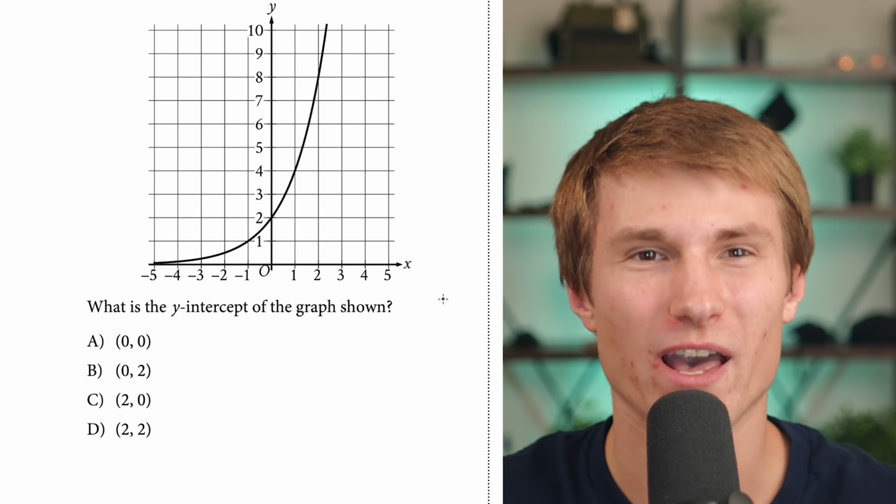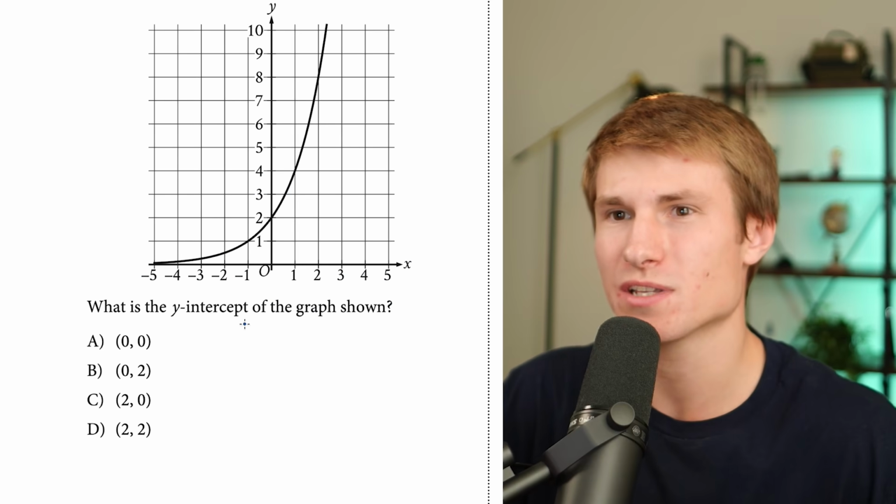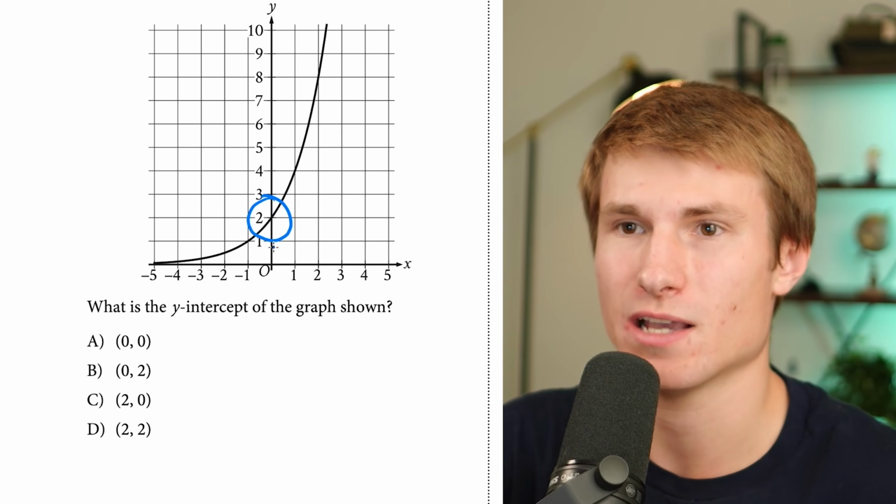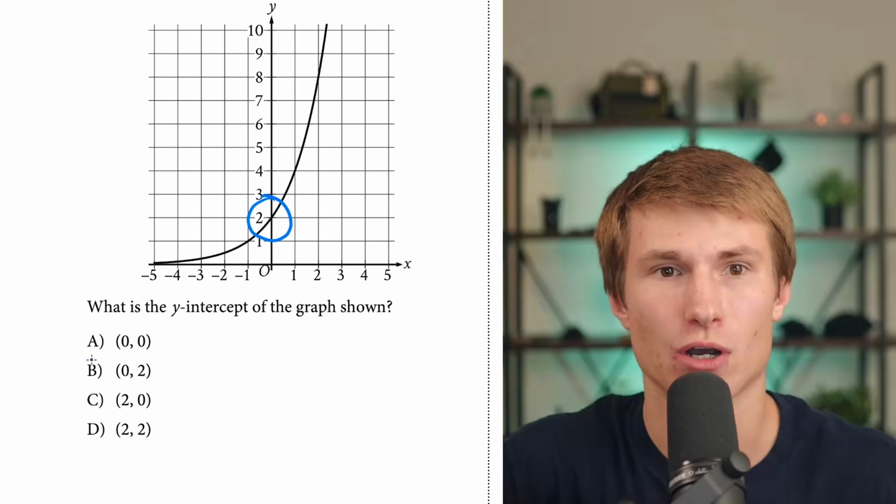Here's how to find the y-intercept of this graph on the SAT. Question 2 states, what is the y-intercept of the graph shown? We find where it crosses the y-axis, and we see that's at 2. So our answer there will be (0, 2), which is answer choice B.